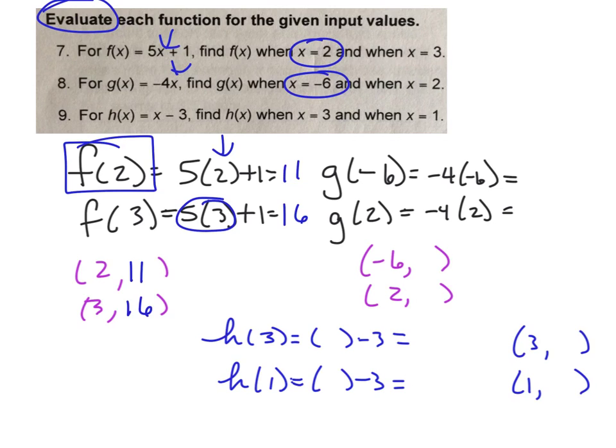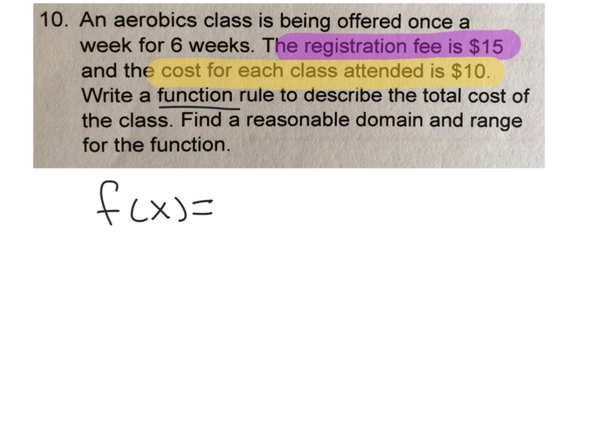On g of -6, that turns out to be a positive 24. -4 times 2 is a -8. There's your coordinate points. Down here on h of 3, well, I'm going to plug in 3. 3 minus 3 is 0, so therefore h of 3 is 0. And then 1 minus 3 is a -2, therefore 1, -2.